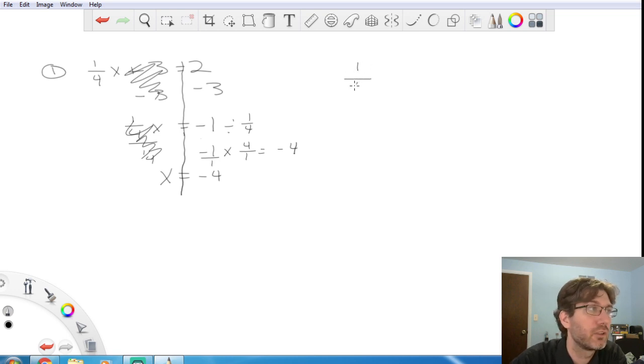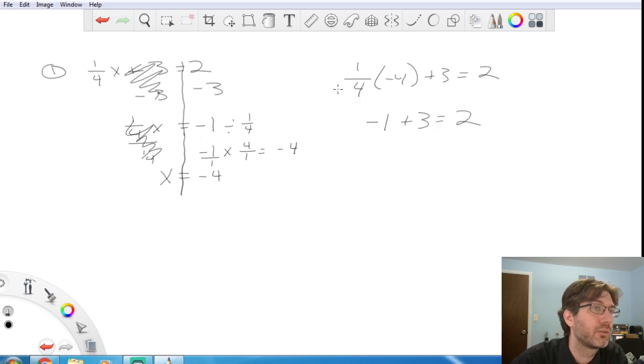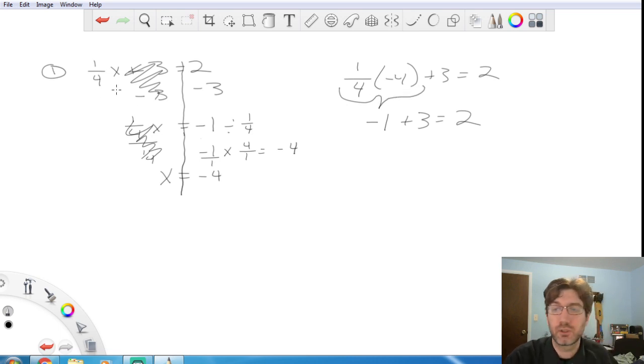And you can go ahead and check your work on these too by plugging them in, just like you did before. 1/4 times negative 4 plus 3 should equal 2. Well, 1/4 times negative 4 gives you negative, what is that, negative 1. And then negative 1 plus 3 is going to give you a positive 2. So you can check your work, and that makes sense.